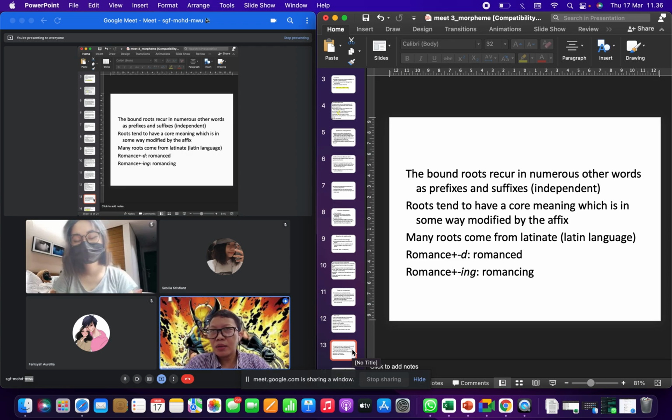That is why sometimes we can see that in English we have many roots that come from the Latin language. For example, I have a root romance, and when we modify it, we can modify it by adding the suffix d. It becomes romanced. Or we can also add the suffix ing, and it becomes romancing. And the root morpheme romance is taken from the Latin language or Latinate process.